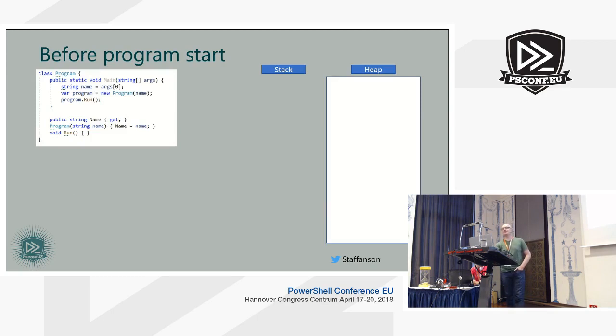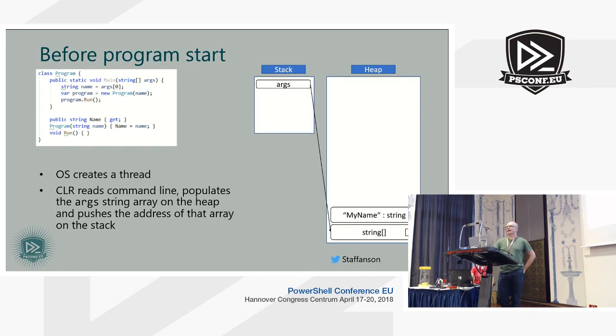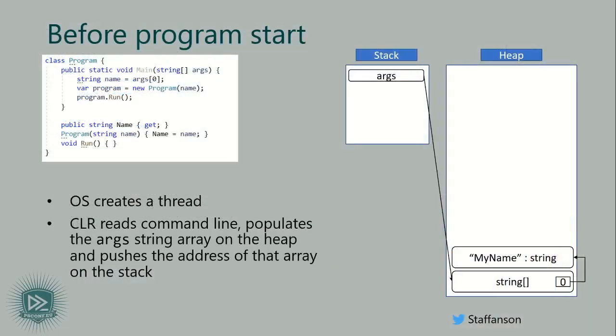So we're going to look at this before a small program starts. The code is in C#. It's a main function that is called when you start a program. It takes a string array as arguments. And before the program starts, the operating system creates a thread with a stack. We get the arguments pushed on the stack, and it points to the string array at the bottom of the heap. That string array has a single member, the only argument that was passed, the string containing my name.